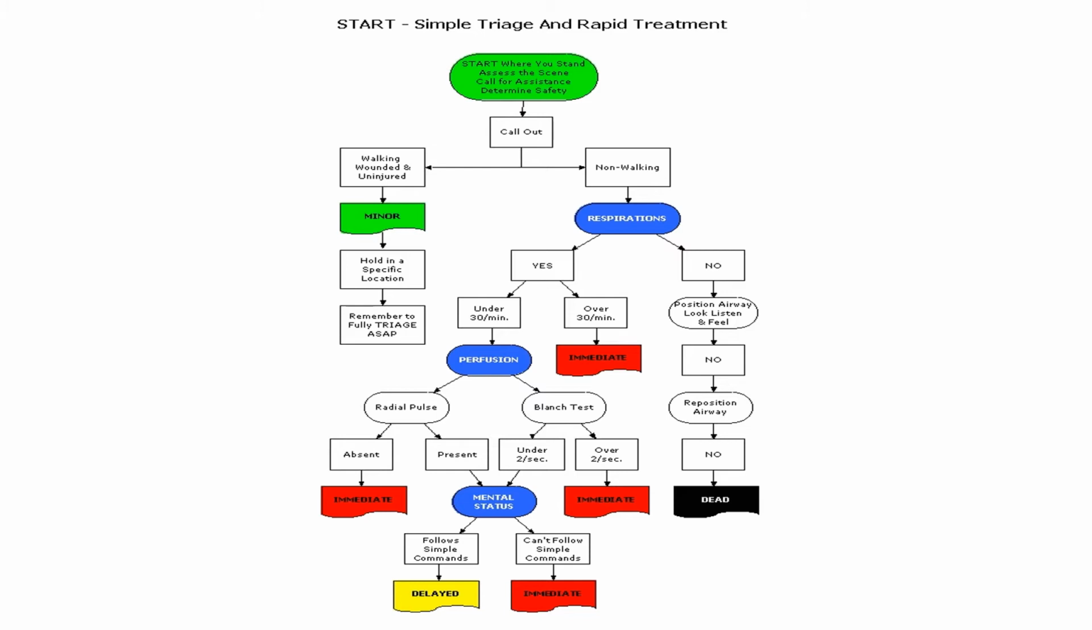And you're going to take a radial pulse and you're going to do the blanch check. If the radial pulse is absent, they're considered a red, an immediate one. If they have a blanch test and it's under 2 seconds, you're going to check the mental status then. If they follow commands, they're yellow, they're delayed. If they can't, then again they're red. So pretty much just look at that and you go through and you're again going to check respirations, perfusion, and mental status. Those are the 3 things for START triage.